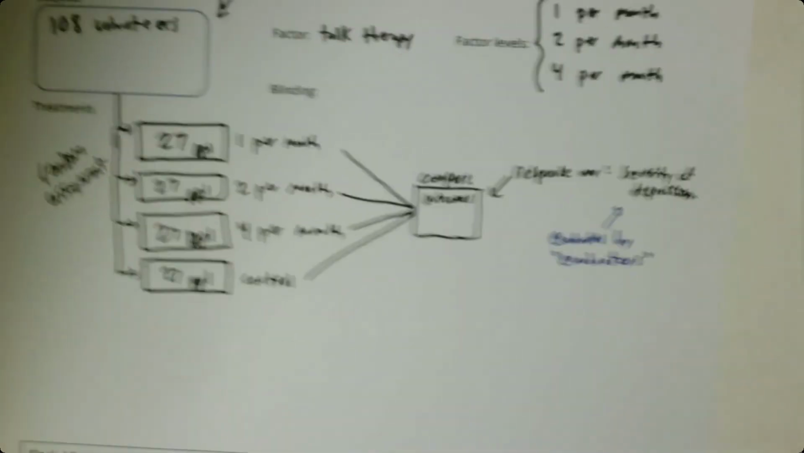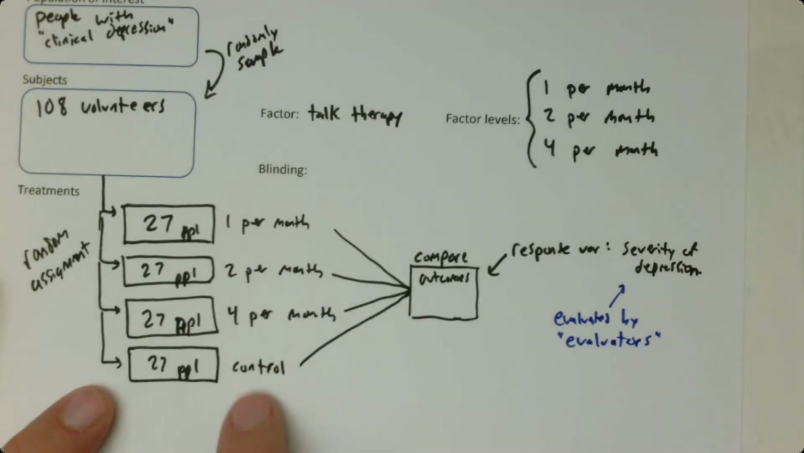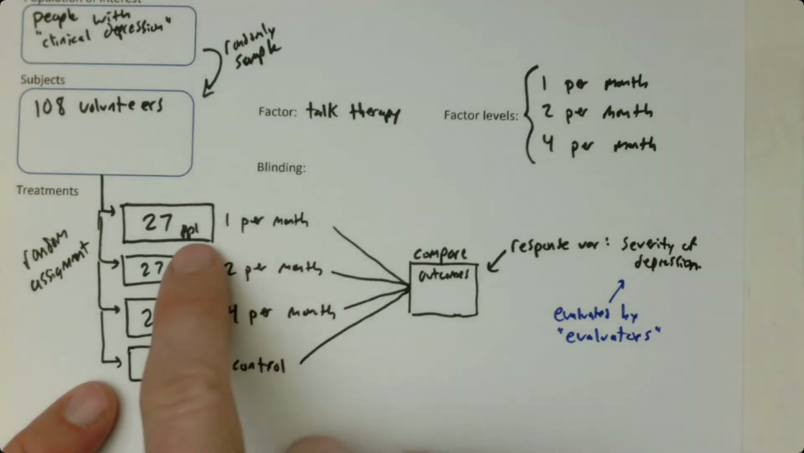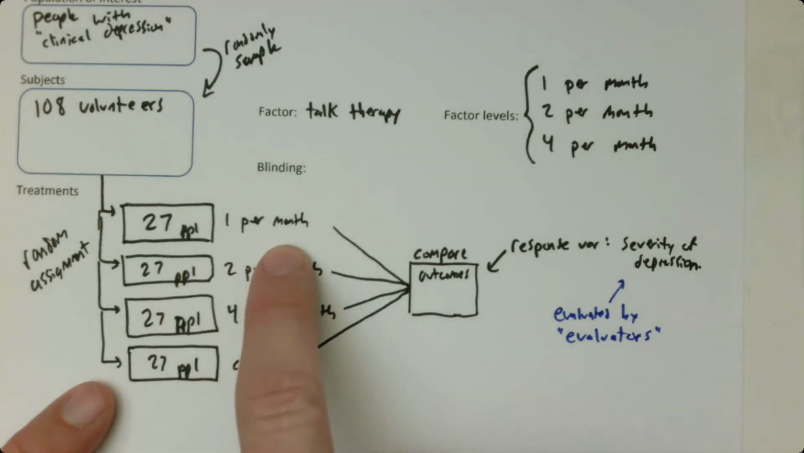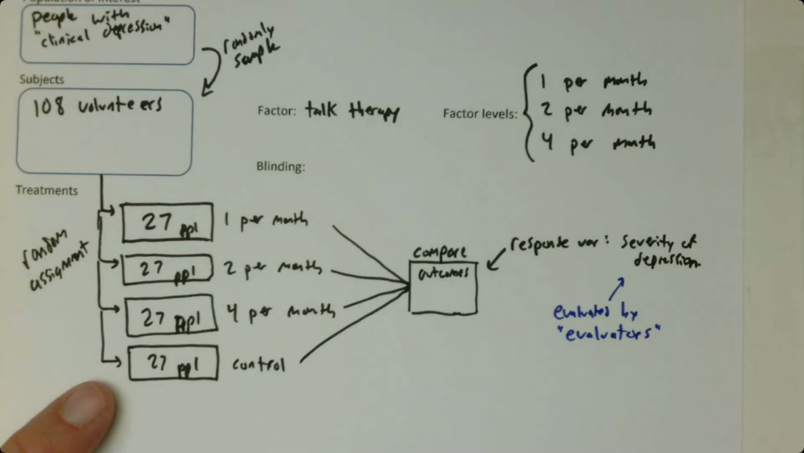Okay, so now let's think about what a placebo would be for talk therapy. How could you have the control? You might imagine that the control group just doesn't go to any therapy session at all. But in that case, the people who are receiving a treatment know that they're receiving a treatment, and the people in the control group know that they're in the control group because they're not receiving the treatment. So how do you control for that?